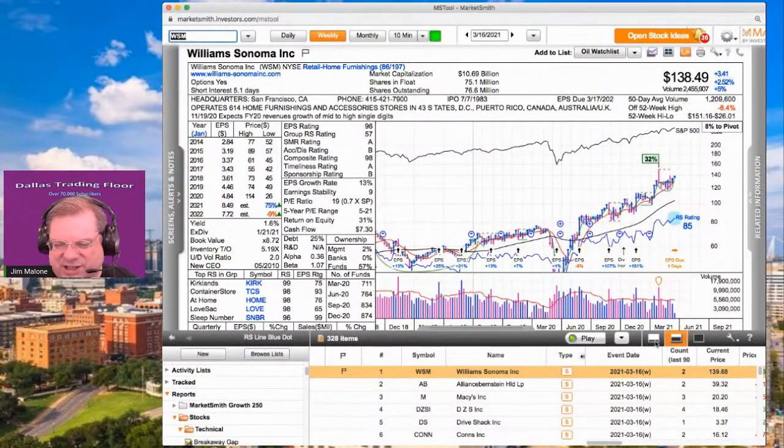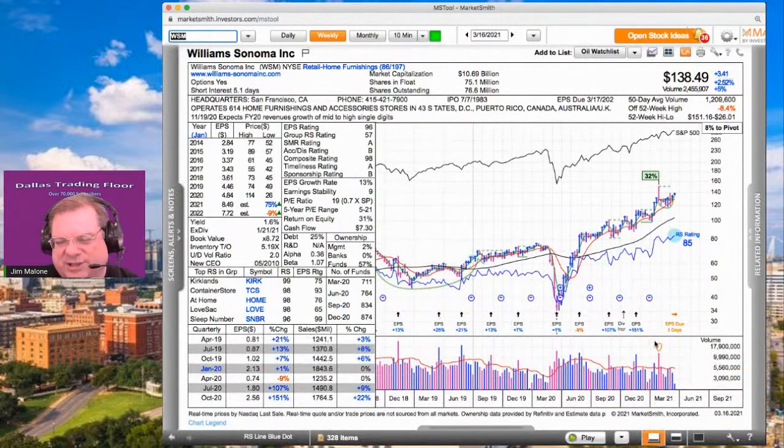This one is possibly one. Now it's got earnings in one day, so I wouldn't buy it into earnings, but this is one that I think you want to put on your watch list. It's Williams-Sonoma, and it does look like it is breaking out, and it's looking very strong in this pattern.